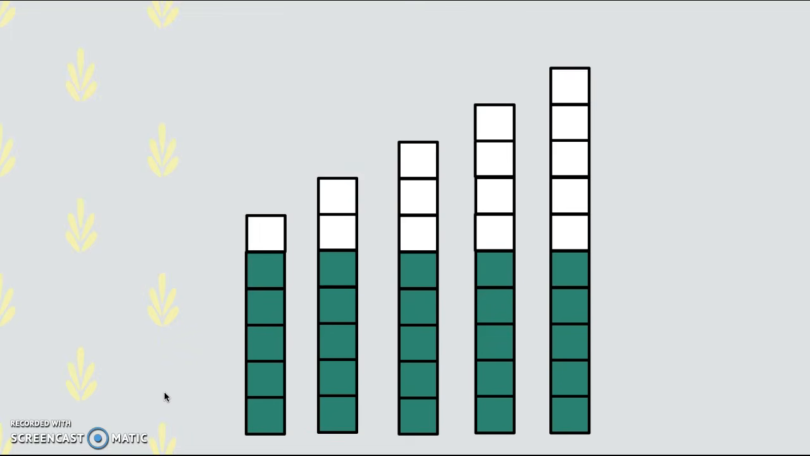Okay, so as you can see, I still have my 5 groups at the bottom, and then the white ones are the ones that I'm counting on. So like this is 5, 6, 7. You get it. Okay, so we're going to use these kind of towers today to show the different numbers.